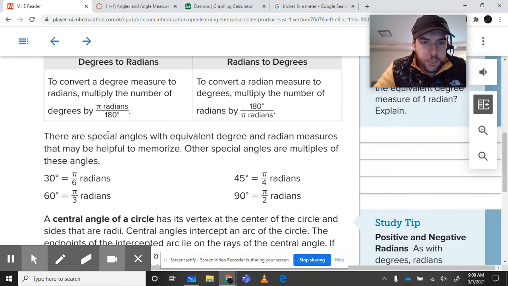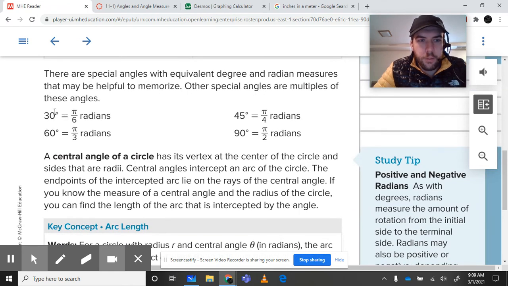So it says there are special angles with equivalent degree and radian measures that may be helpful to memorize. Other special angles are multiples of these angles. So there are 30 degrees, 60 degrees, 45 degrees, and 90 degrees. All four of these turn out to be very simple fractions to remember.